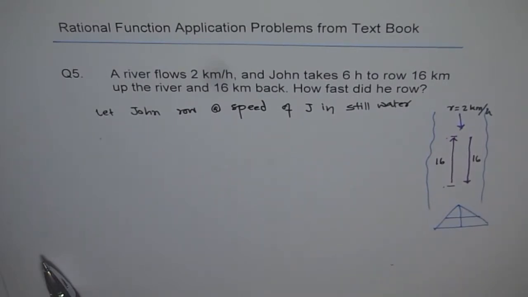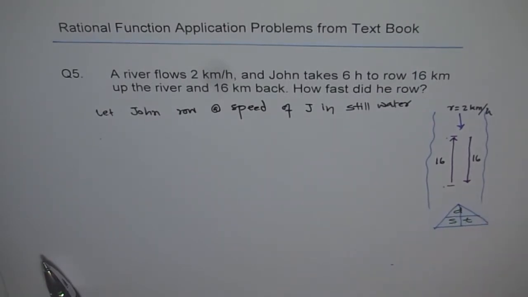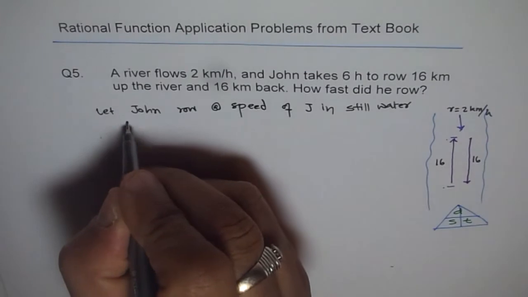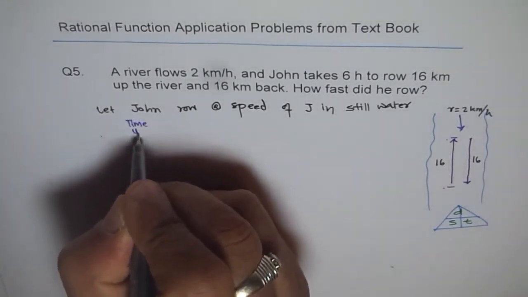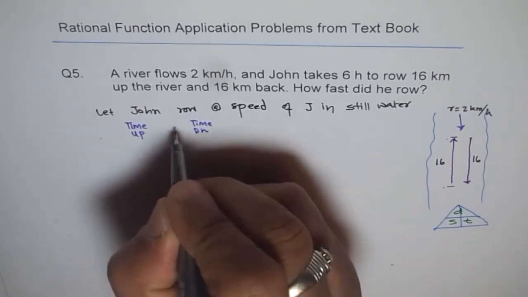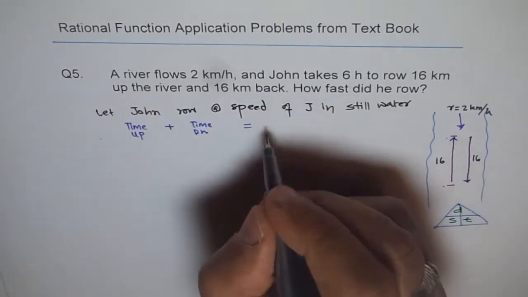The distance time triangle says that distance is speed times time. Now we want to find time, so time is distance divided by speed. The total time taken is the time to go up and the time to go down, and when we add them, the total time is 6 hours.